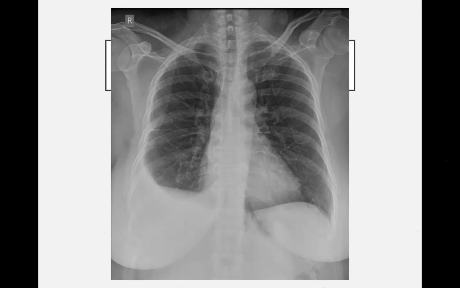In terms of inspiration, I'm going to count the ribs, going 1, 2, 3, 4, 5, 6, 7, 8. Got between 8 and 9 ribs, which is fine. Going behind, so that's okay. Exposure or penetration.